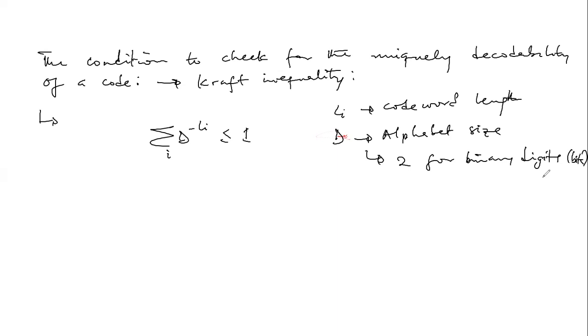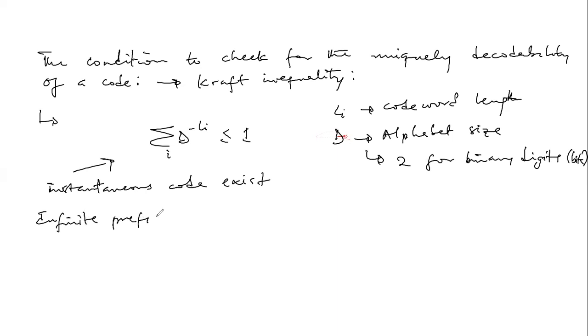And you now see that if we are given a set of code word lengths that satisfies this inequality, then it means that we have an instantaneous code, okay? So if, for instance, we have a set of code words that satisfies this, then it means an instantaneous code exists, okay? Now, what if we are given an infinite prefix code? So if, for instance, we have an infinite prefix code, there is an extension to this.